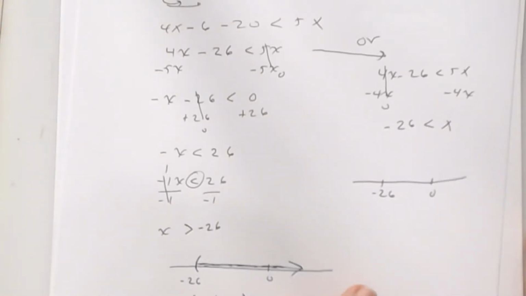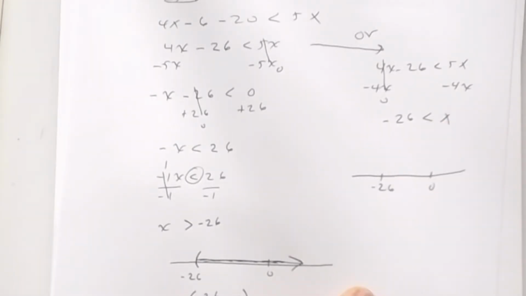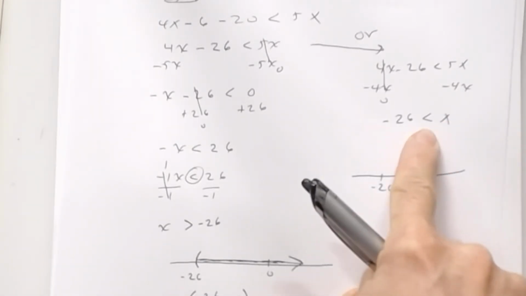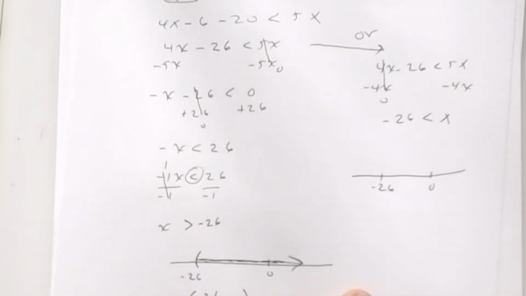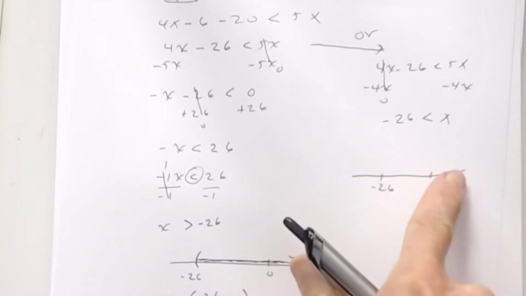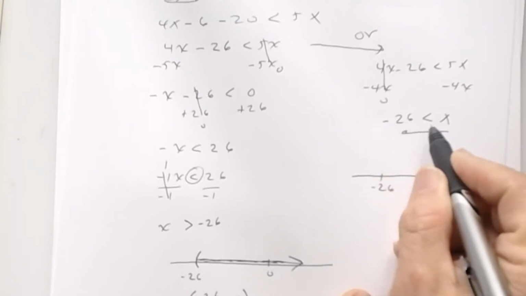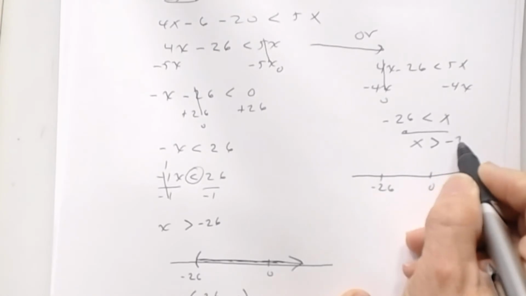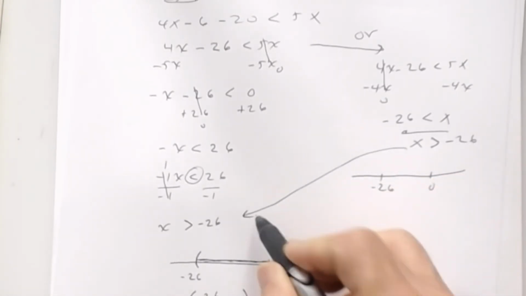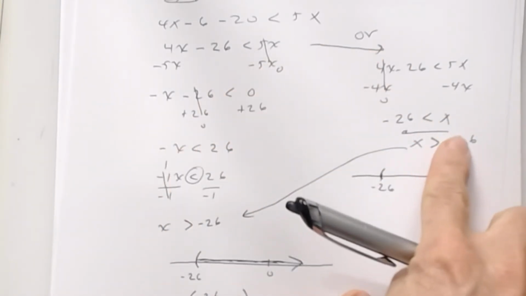Okay. So negative 26. What a couple of you are going to do is see this less than symbol and say, I'm going to shade everything to the left, because with less than you think left. That's not the case here, because where's the variable located? On the other side. So you need to rewrite it. So negative 26 less than x means x is what? Greater than negative 26, which is what we had here. Okay? So just remember, it doesn't matter which way. Just be careful when the variable's on the other side.